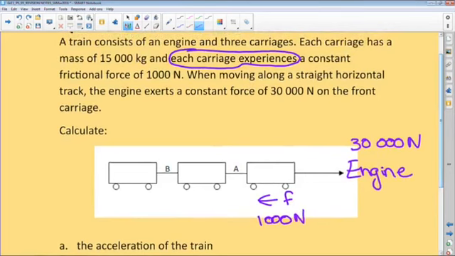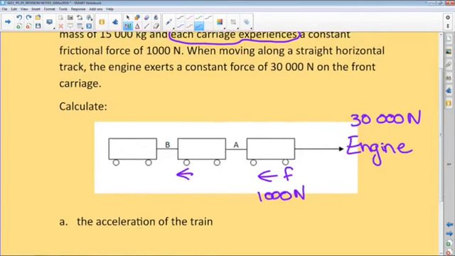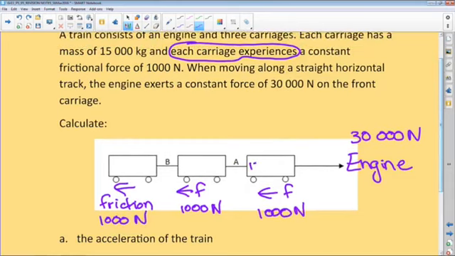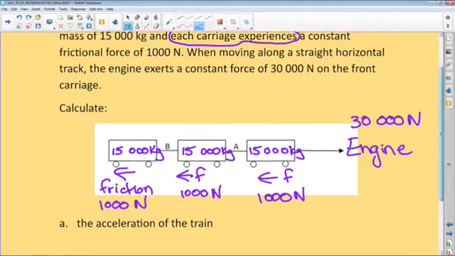Okay? So it's not 1,000 divided by 3. Each one of them is going to experience 1,000 newtons of friction. And remember that friction will go in the opposite direction to which the engine is moving. So if the engine is moving to the right, friction is going to be acting to the left. It then tells us that the mass is 15,000 kilograms for each one. So I'm just going to make a note of that. Okay, kilograms.